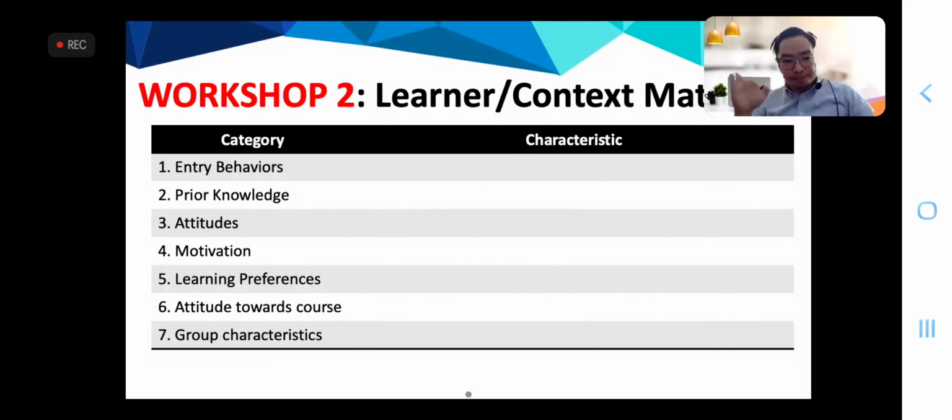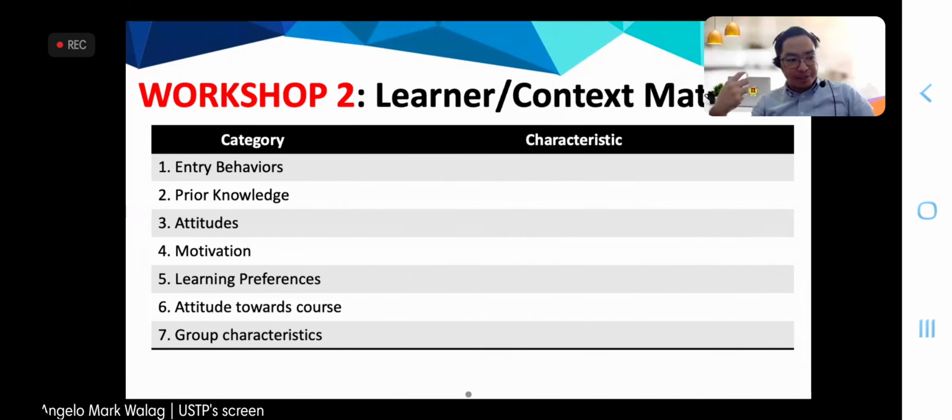This table with the different categories and your learners' characteristics based from your experience last school year. What are their entry behaviors? What are their prior knowledge? What was their general group characteristics? I'll give you an example.